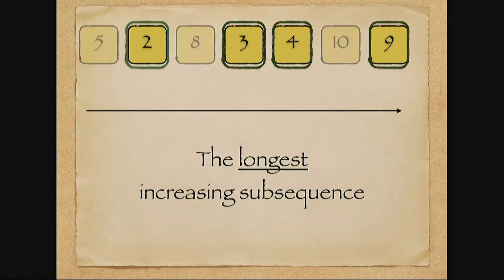What you can do then is isolate the longest increasing subsequence. For example, here 2, 3, 4, 9 is the longest increasing subsequence. It has length 4, and you cannot find an increasing subsequence of length 5 or higher. It is possible that you find 2 longest increasing subsequences, or 3 or more, but the size of the longest increasing subsequence is clearly fixed because it is the longest. In this case, the size is 4.